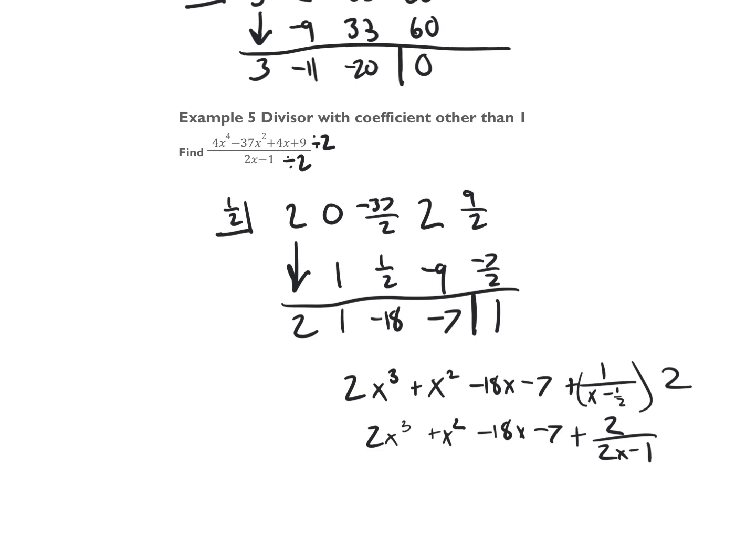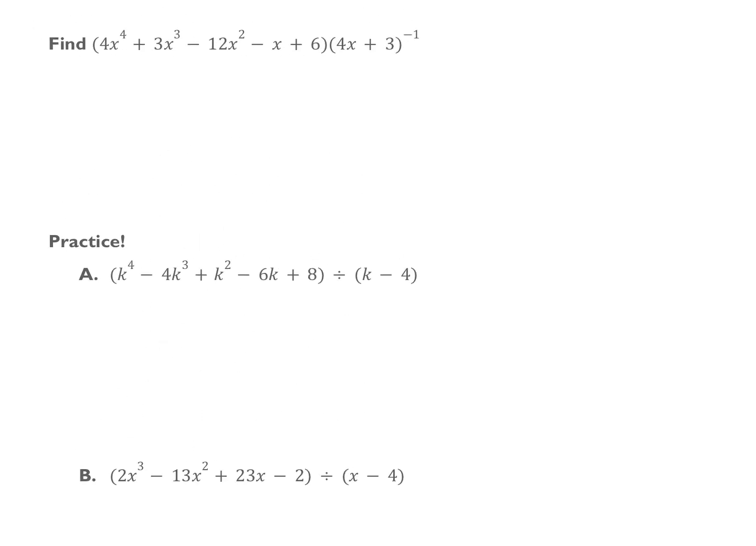So we multiplied everything by 2 there, top and bottom. Remember, anytime I multiply the top and the bottom by the same number, it's like multiplying by 1. So that gives us that 2 over 2x minus 1, and now we don't have a fraction in the denominator there. All right, so here's another practice problem.